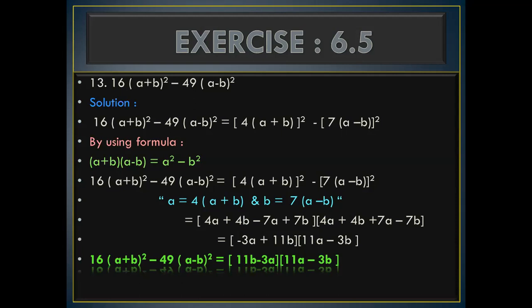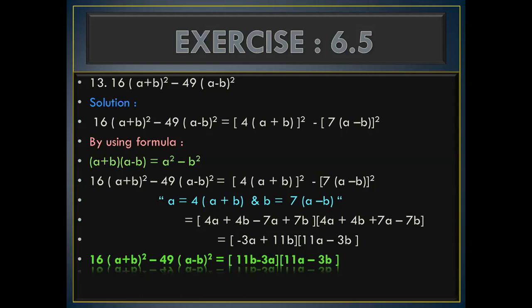Now again you see that in the first bracket we have two a's and two b's. I mean two terms of a and two terms of b. 4a minus 7a. When you simplify it, we got minus 3a. 7b plus 4b, when we add them, the answer will become 11b.